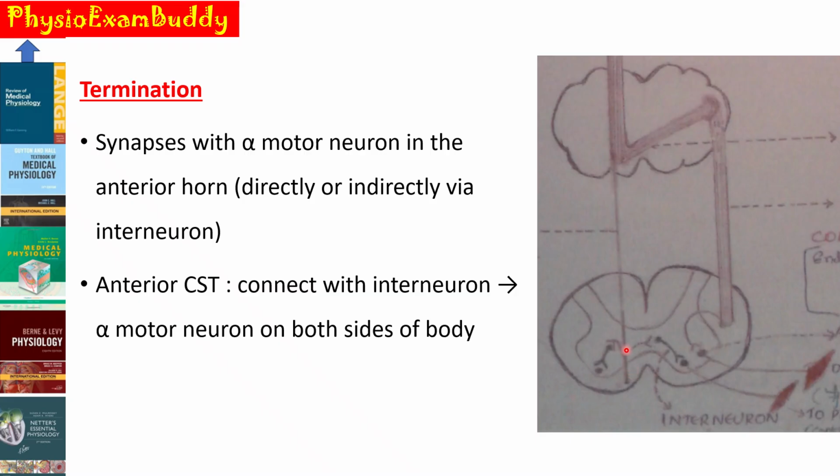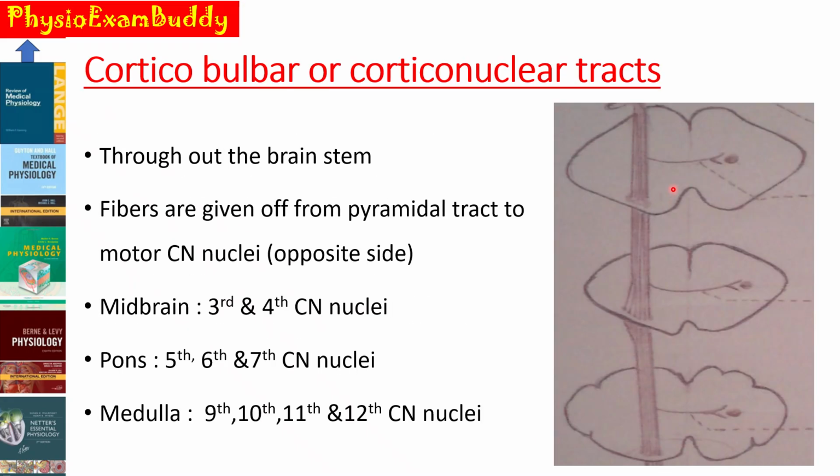They usually connect with the help of an interneuron to the alpha motor neuron on both sides. That is, the lateral corticospinal tract connects only with the alpha motor neuron on that side. But you can see here that the anterior corticospinal tract connects with the interneuron, and by means of the interneuron to the alpha motor neuron on both sides, that is on the left side as well as on the right side of the body. And that is about the corticospinal or the pyramidal tract.